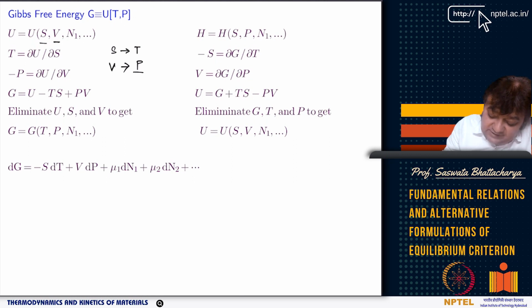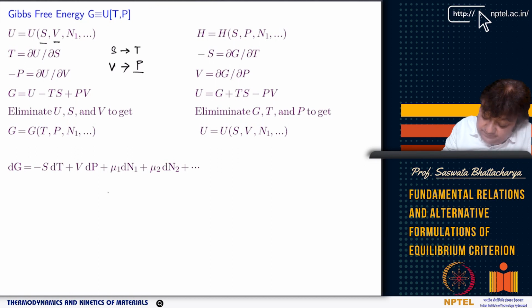So now if you see, you have three equations, and you have u, s and v. If you eliminate them, then you get G as a function of T, P and n, right? And again, if you have that, you can write dG equals minus S dT plus V dP plus mu 1 dn1 plus mu 2 dn2.